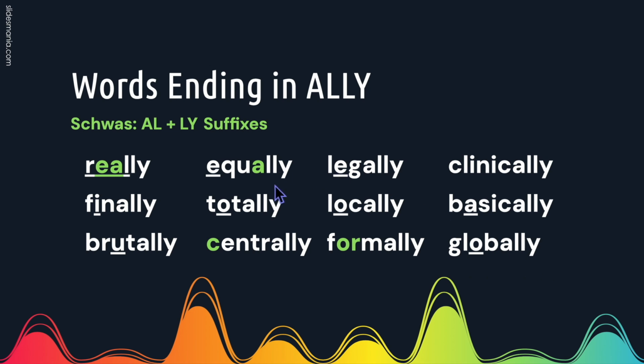So if the word ends with A-L-L-Y and there isn't another vowel in front of it, try pronouncing it as "ul-li", because "al-li" is hard to say.